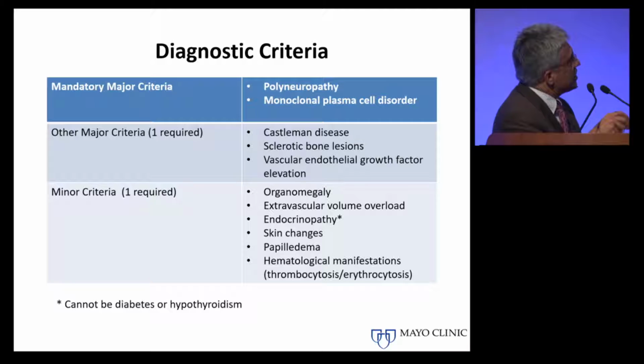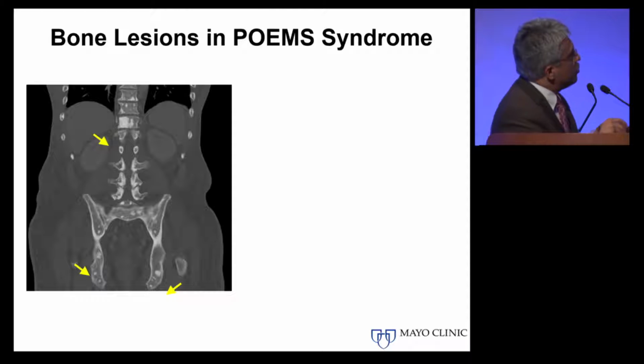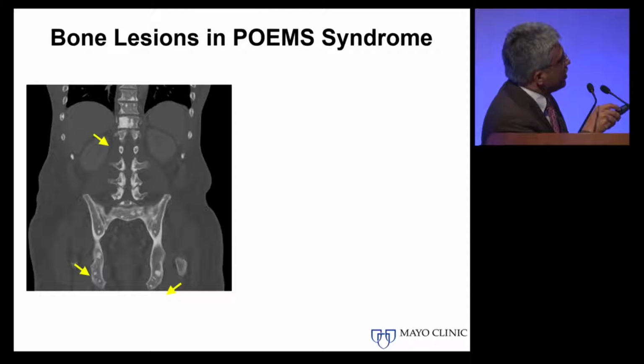This is the diagnostic criteria we use. Patients have to have polyneuropathy and a monoclonal plasma cell disorder. And then they have to have at least one of these three major criteria: Castleman disease, sclerotic bone lesions, or elevated vascular endothelial growth factor, and at least one minor criterion, which are again as shown here. So here's an example of a patient with POEMS syndrome who has a single osteosclerotic bone lesion.